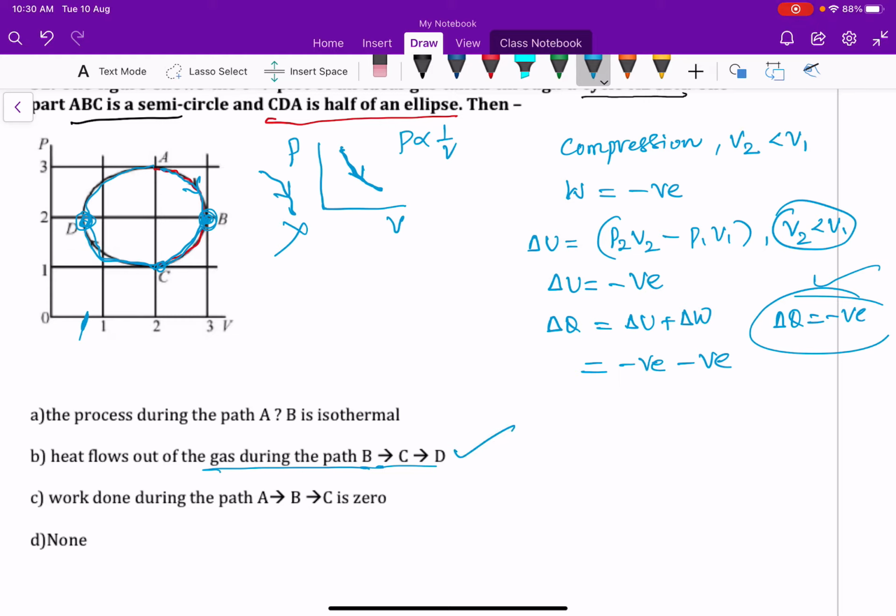And option C: work done during path A to B, B to C is equal to 0.